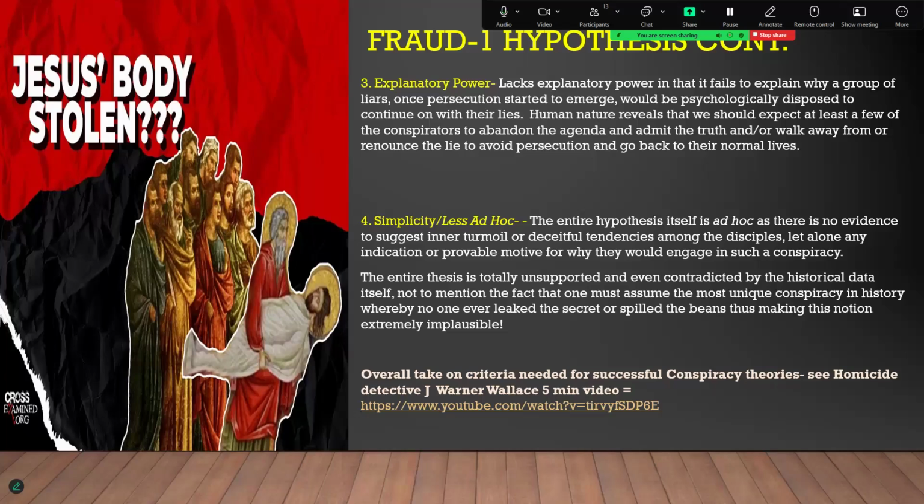There is no evidence at all of an inner turmoil, let alone a deceitful tendency among the disciples, where they would get together to engage in this conspiracy. So yeah, I would just say it's totally ad hoc on the face of it.